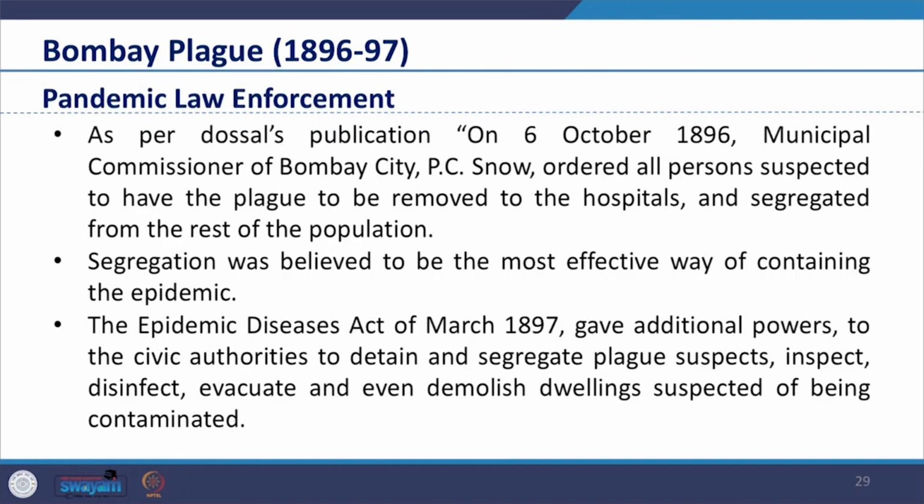As per Dosal's publication, on 6th October 1896, Municipal Commissioner of Bombay City P.C. Snow ordered all persons suspected to have the plague to be removed to the hospitals and segregated from the rest of the population. Segregation was believed to be the most effective way of containing the epidemic. The Epidemic Diseases Act of March 1897 gave additional powers to the civic authorities to detain and segregate plague suspects, inspect, disinfect, evacuate and even demolish dwellings suspected of being contaminated.